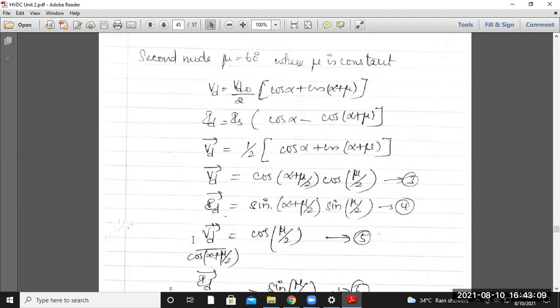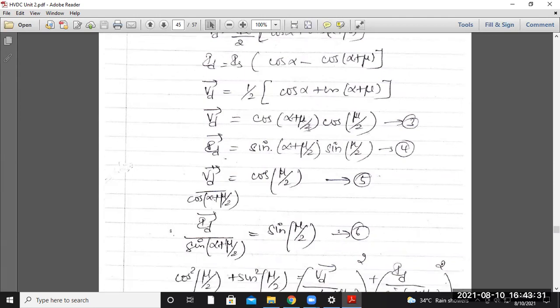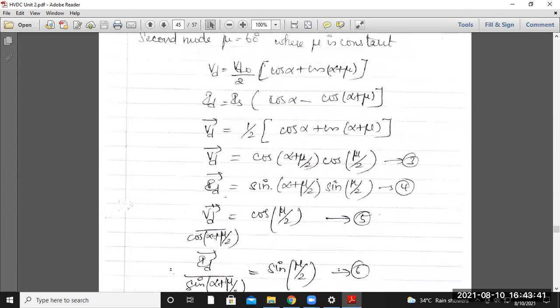Now the last one, that is VD. Let us say mu equal to 60 degrees. Depending upon the value, you will write the equation VD vector as cos mu upon 2, which means this value will become 1. When you put this value, alpha plus mu divided by 2 will be equal to 0 degrees, and from there you will get alpha plus mu equal to 0. If alpha plus mu equal to 0, and we have taken mu equal to 60, then alpha must have the value minus 60. Then only you will get the value 0 degrees.